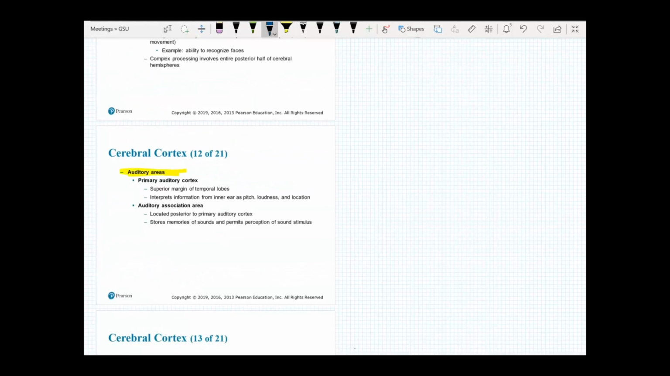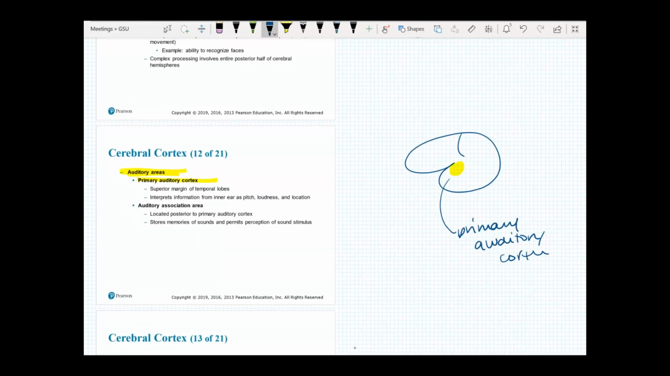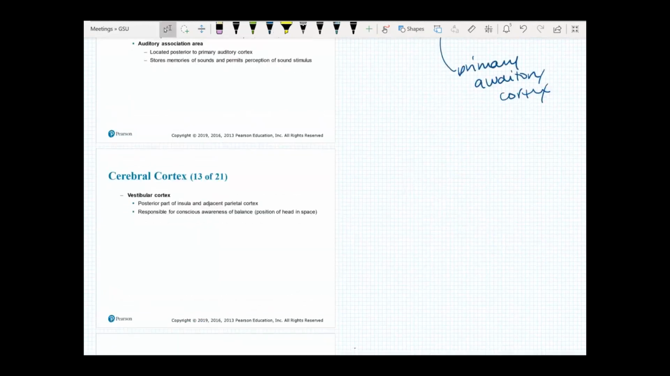Okay, another sensory information type that we're going to have is sound. So if we have our brain that looks like this, our primary auditory cortex is super important. And that is going to sit right around here. And that primary auditory cortex allows us to perceive the sense of sound and a little bit of vestibular as well. But this is where you can pick up the different sensations.